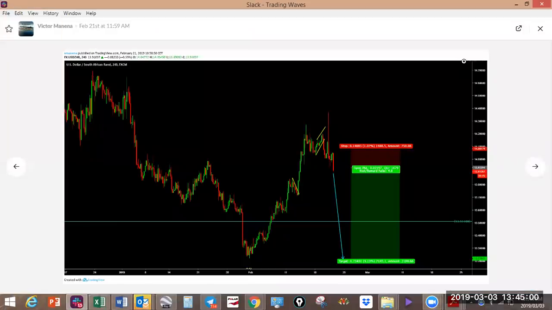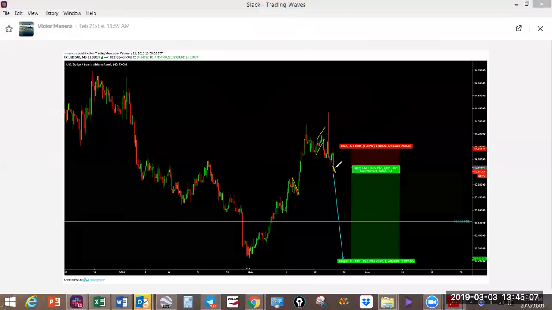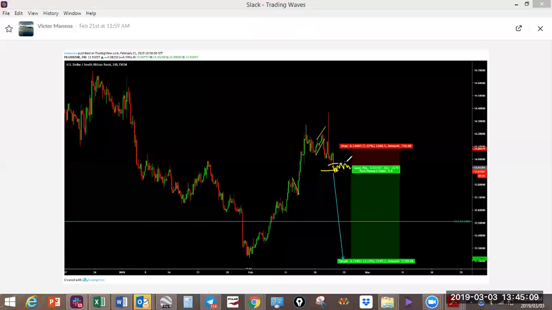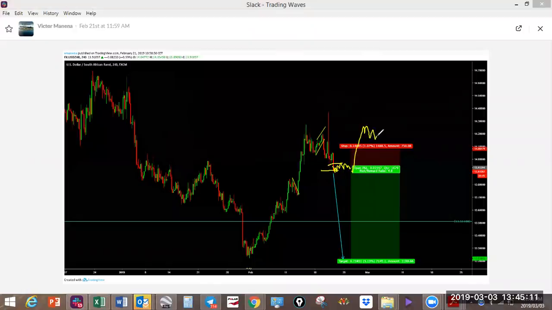All right, guys, so we're still talking about US dollar ZAR. This was the expectation on US dollar ZAR, that it was going to correct and come down, which has not happened. So we did not get this one right, and now it is making this structure here. So we're going to update what US dollar ZAR is going to do from there.